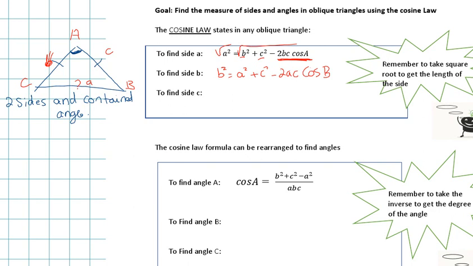How about if I'm looking for side C? Which two sides would I know? A and B. So it's going to be A squared plus B squared minus 2AB cosine C. So in this case, I have two sides and the angle between them, and I'm looking for the third side. Clear?